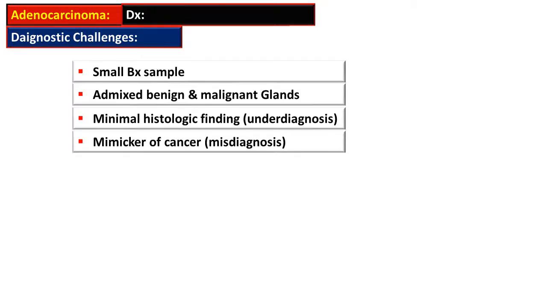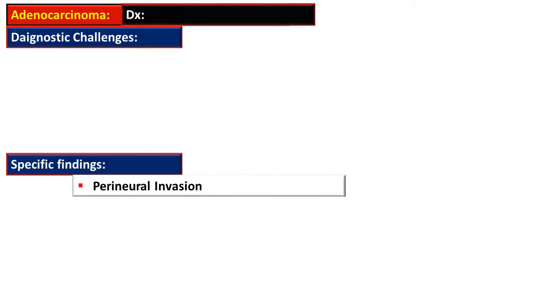This radiograph is showing osteoblastic metastasis to the vertebral body, and this is characteristic of prostate metastasis. The diagnostic challenges that are associated with prostatic adenocarcinoma are a small biopsy sample, the presence of admixed benign and malignant glands in the biopsy tissue, the presence of minimal histological findings that lead to underdiagnosis of the lesion, and mimickers of the cancer that are associated with the misdiagnosis of prostatic carcinoma.